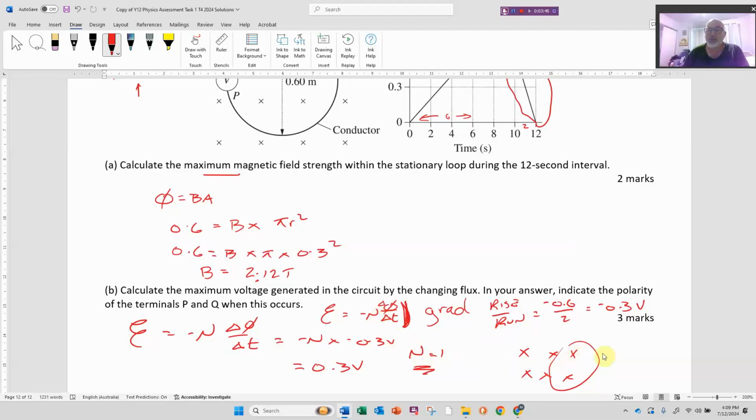to Q, P to Q, which must mean that P is positive and Q is negative.